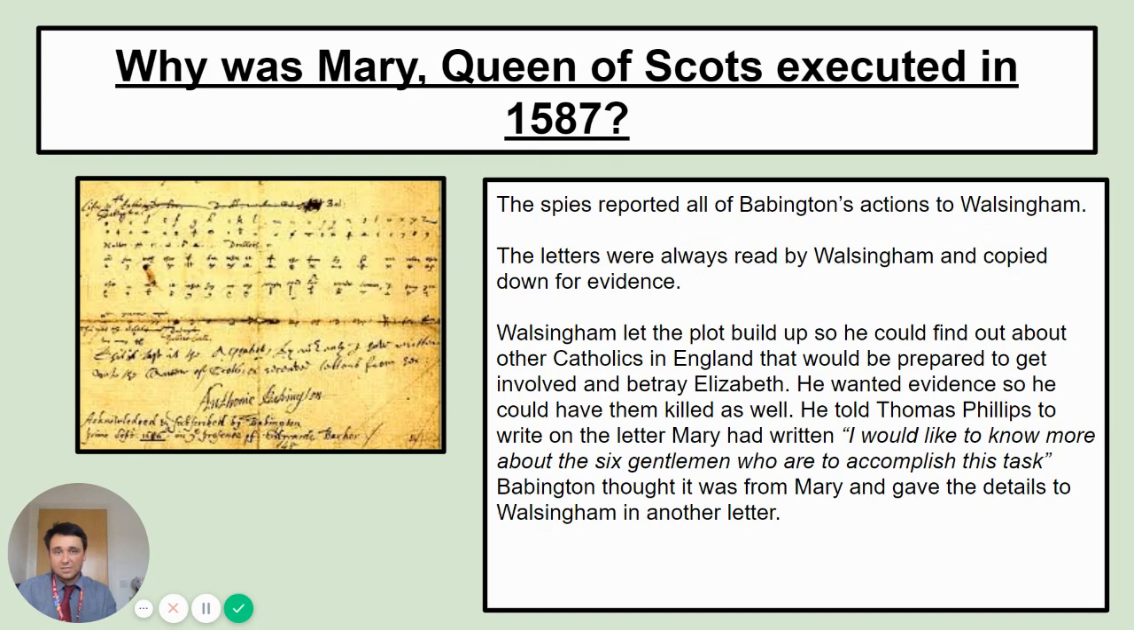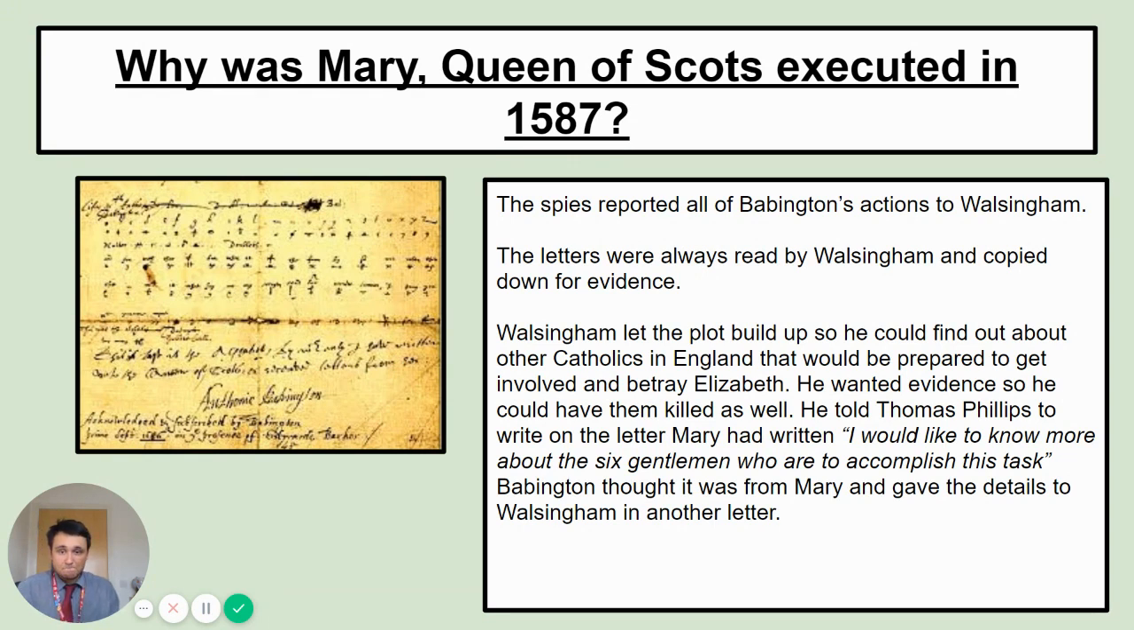Do you remember Babington said, me and 6 other gentlemen? Well, Walsingham wanted to find out who these gentlemen were. And he wanted them to be killed as well. So he said to Thomas Phillips, look, on that letter to Mary, Queen of Scots, I want you to write, underneath Mary's response, in Mary's handwriting in the code, can you give me details of the 6 gentlemen who are planning to rescue me?